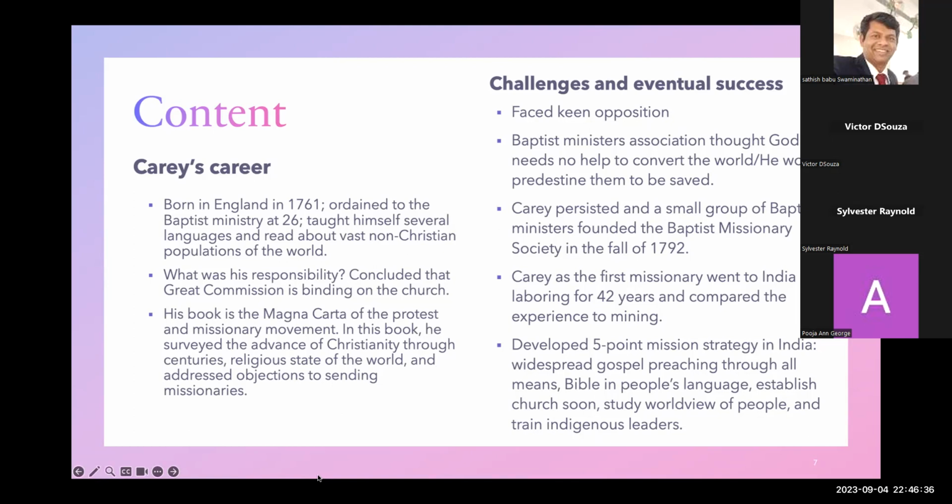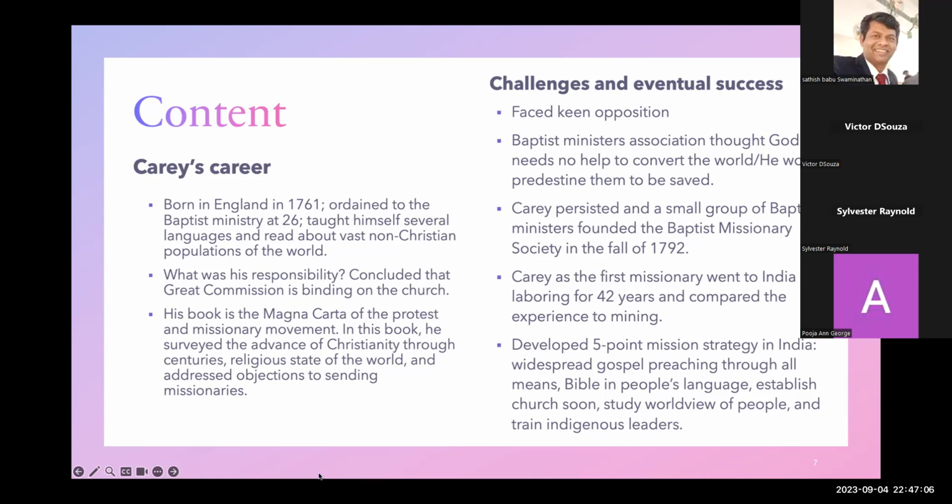So then he developed a 5-point mission strategy in India. Throughout his work, how he labored and what he learned, he developed a 5-point mission strategy. It was developed in India, but generally it's a 5-point strategy that can be applied anywhere for mission. So there has to be widespread gospel preaching through all means. Whatever means are available, the gospel has to be preached far and wide.